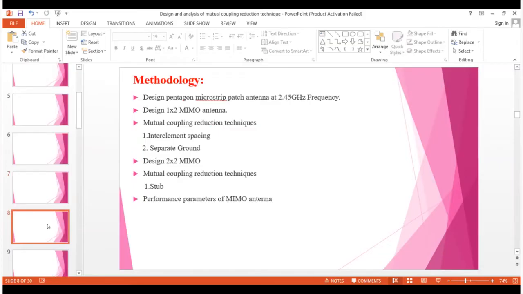Methodology. First of all, I will design for 2.4 gigahertz frequency. At 2.4 gigahertz, I can design a single patch antenna. Then I can design a 1:2 MIMO for the separate ground and common ground. And in that, for the mutual coupling reduction techniques, interspacing elements and separate ground can be used. After that, I can design a 2:2 MIMO, which means four elements are added and designed in that antenna. Once we are done with the 2:2 MIMO, in that 2:2 MIMO I can use a stub for the ground plane, and then performance analysis of the MIMO antenna.